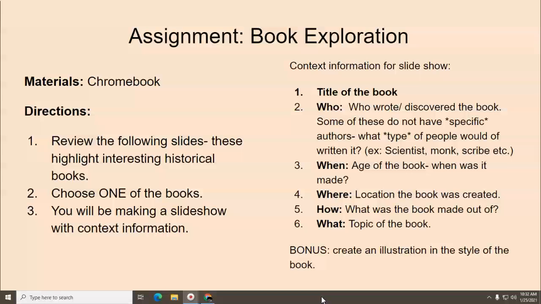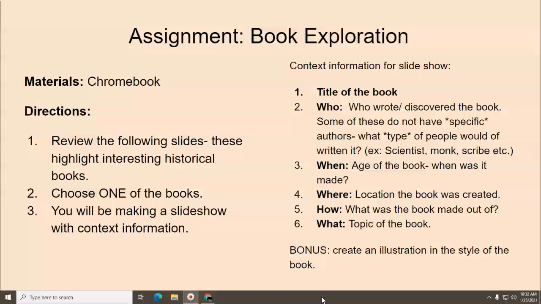Some of these don't have specific authors. So if they don't have a specific author that's known, think about what type of people is theorized that wrote the book. Are they monks? Are they priests? Are they scientists or scribes, or what are they? And if you don't have a specific author, also write down who discovered the book.